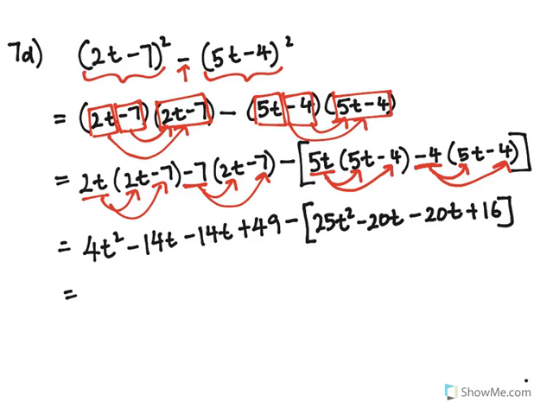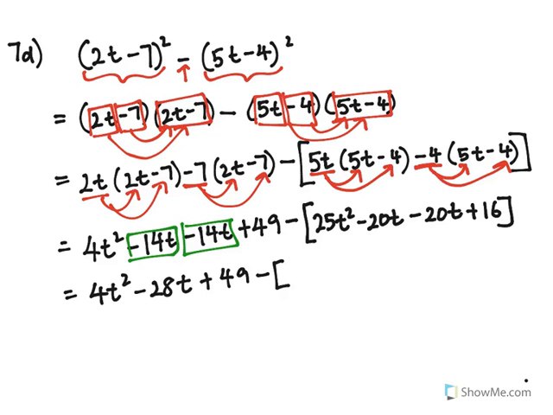So from your first part, you will have minus 14t and minus 14t. You can simplify them. So you've got 4t squared minus 28t. Remember, it's a loss, and a loss plus a loss is a bigger loss. Alright, plus 49. Okay, you've already simplified the first part of the expression. Now the second part, keep your big bracket, do not expand yet. Simplify your minus 20 and your minus 20. So you'll get 25t squared minus 40t plus 16. And then you close your bracket.